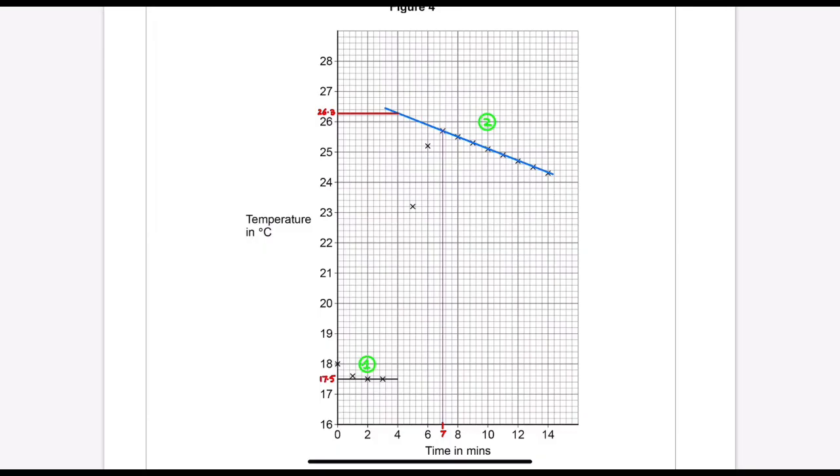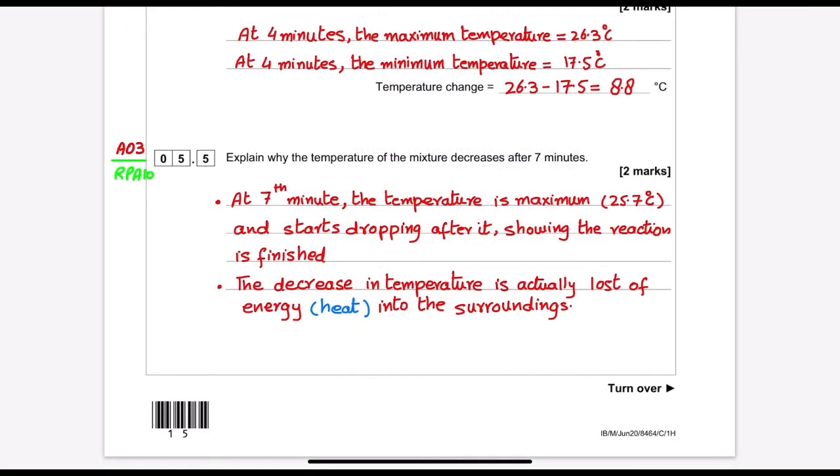Let's see the model answer by using figure number 4. At 7 minutes, the temperature is at its maximum, 25.7 degrees, and starts dropping after it, showing the reaction is finished. The decrease in temperature is actually loss of the energy or the heat into the surroundings.